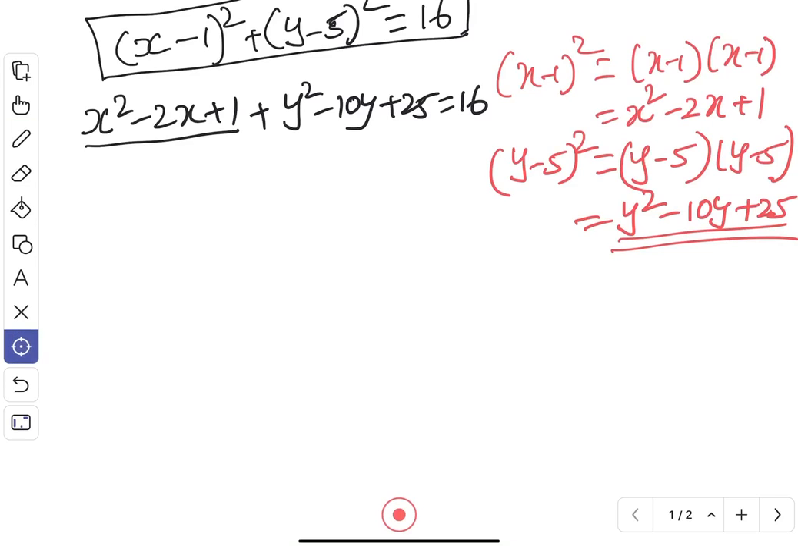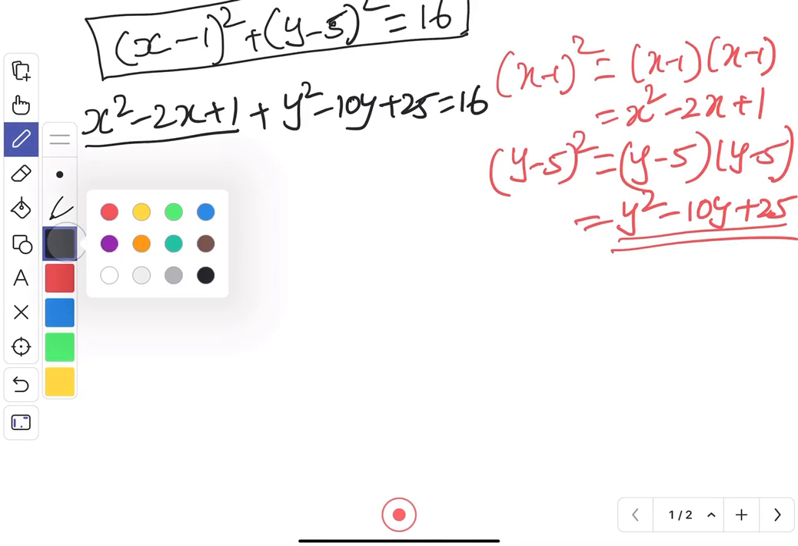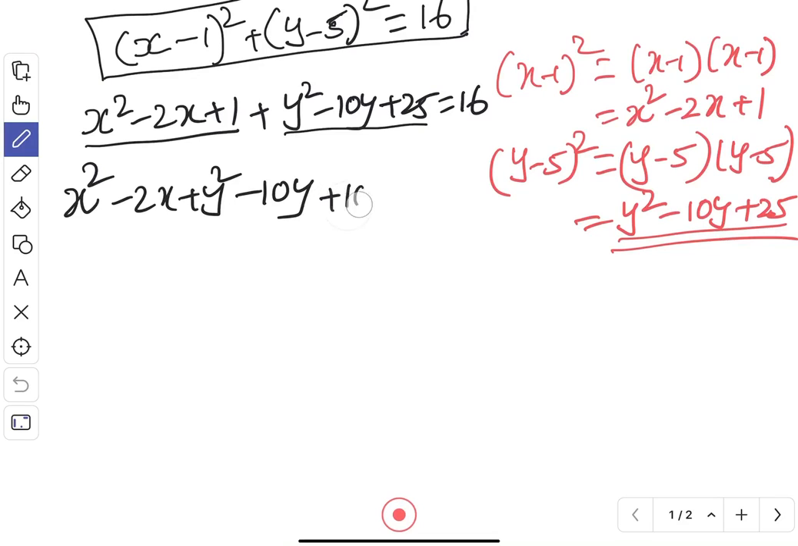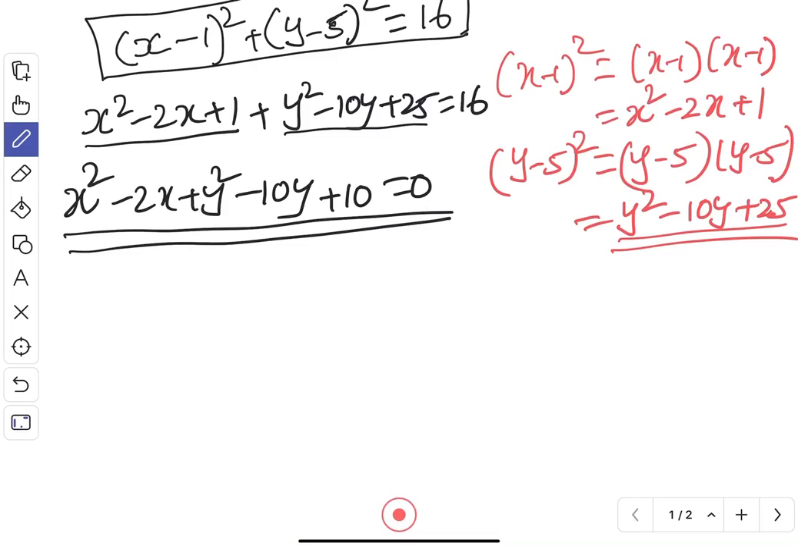Now I can see I'm simplifying it. We get x squared minus 2x plus y squared minus 10y. 25 plus 1 is 26. So 26 minus 16 will give me 10, plus 10 is equal to 0. So this is the general form of an equation.